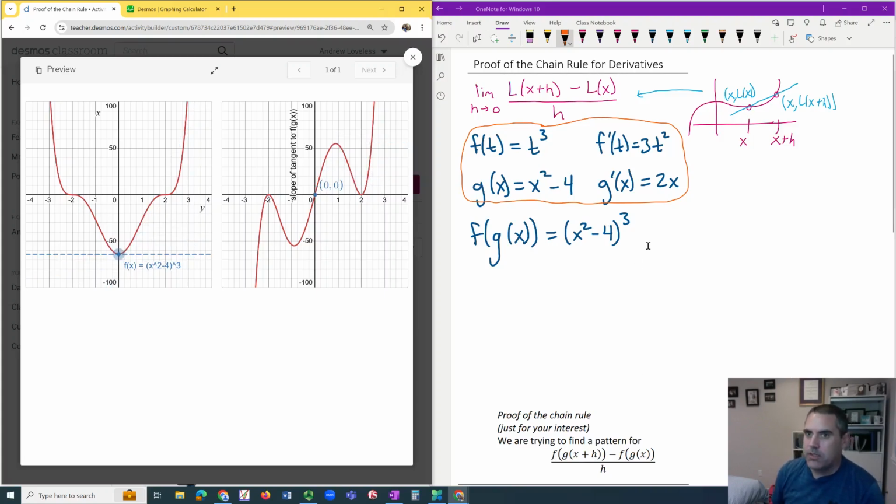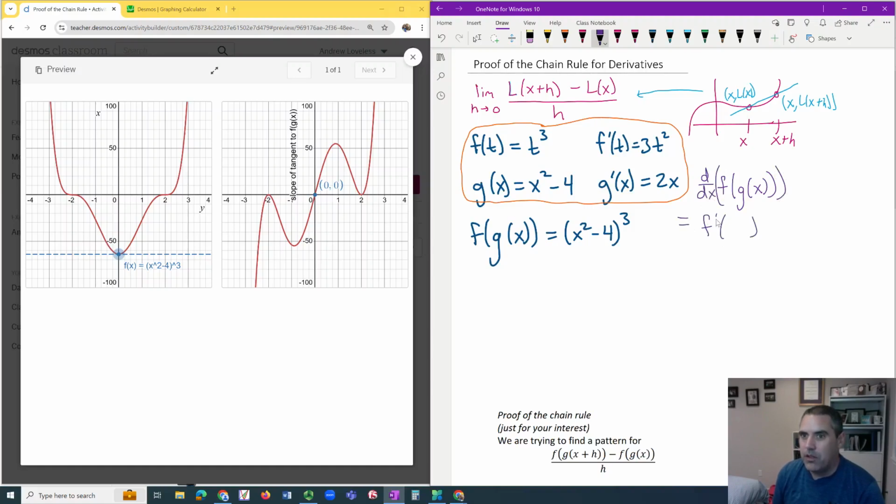And the chain rule says the following, and then we'll talk about proving it. The chain rule says if you have a composition like this, one function inside of another, it's different than a product, and you want to take the derivative. That's what this symbol is. You take the derivative of the outside function, and then the important piece of the chain rule is this: you leave the inside alone.